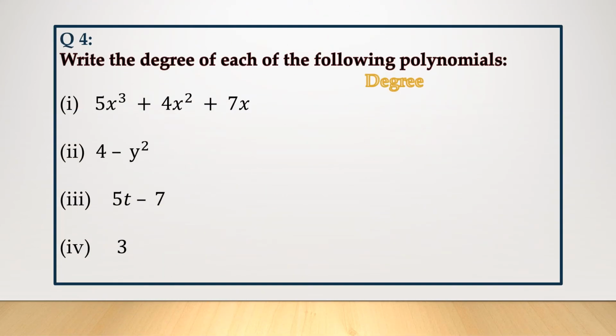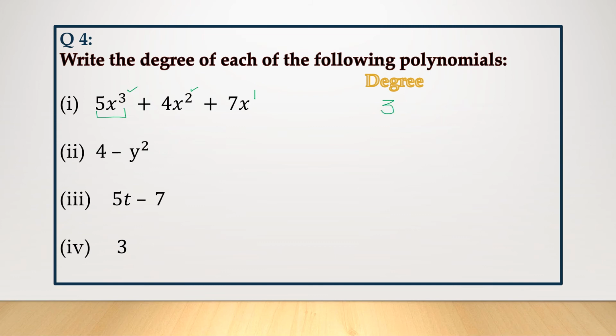Question number 4. Write the degree of each of the following polynomials. So again, what is the degree? Degree is the highest. We have to see the exponent on the variable. The highest exponent on the variable is the degree, right? So here the exponent is 3, here the exponent is 2, here exponent is 1. So which is the highest exponent? It is 3. So highest power on the variable, here it is 3. So it is of degree 3.